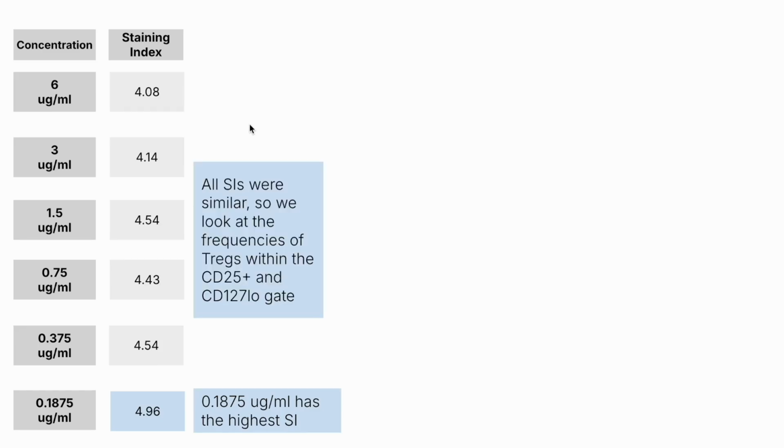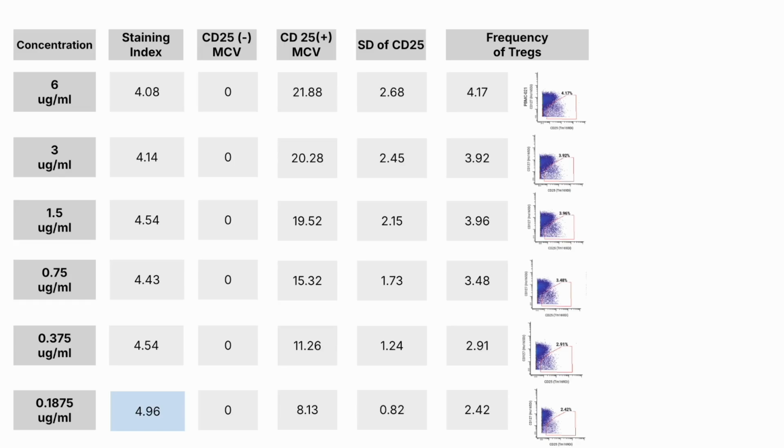So the first thing that we looked at is the gating plots to see if there's a good visual separation, and also looking at the frequencies of Tregs in the positive gate, since CD25 is a marker that we're using to define Tregs. Looking at the Treg frequencies, you can see at the top 3 concentrations, the frequency looks pretty similar, and then there's a visual separation between the Treg population and the other cells.